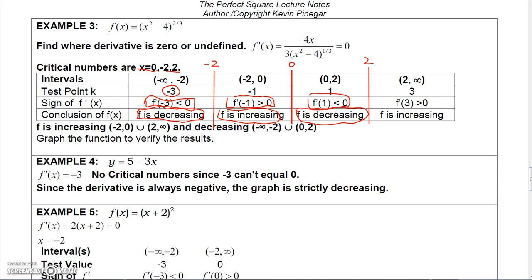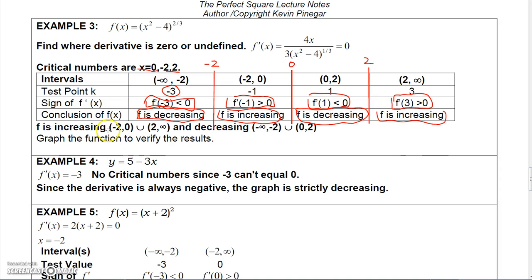And then finally, the last interval, I'm going to use a test number of 3, and when I plug 3 in, I'm going to get a positive on top, and you can plug 3 in the bottom and see that you get a positive on bottom. So positive divided by positive is positive, so therefore the derivative is positive on the interval from 2 to infinity, so it's increasing. And then you summarize the results.